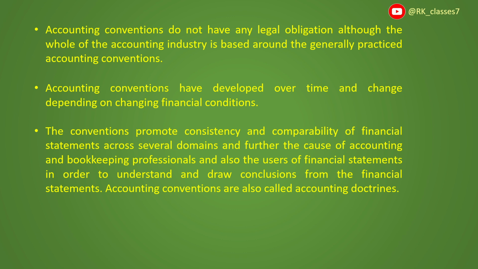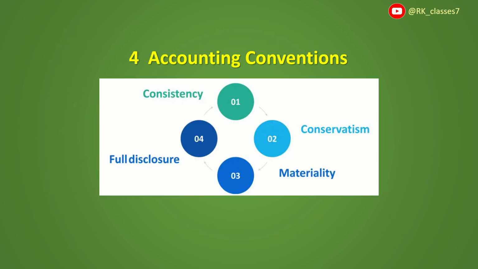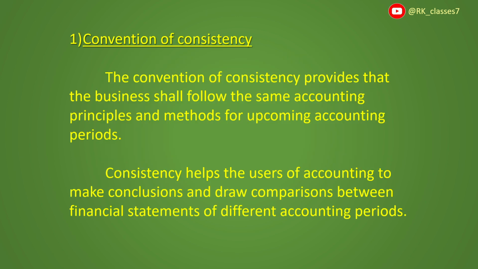Accounting conventions are also called accounting doctrines. The most important accounting conventions are consistency, conservatism, materiality, and full disclosure. So these are going to be discussed below. So there are 4 accounting conventions. One is consistency, another one is conservatism, another one is materiality, then the last one is full disclosure. First one, convention of consistency.